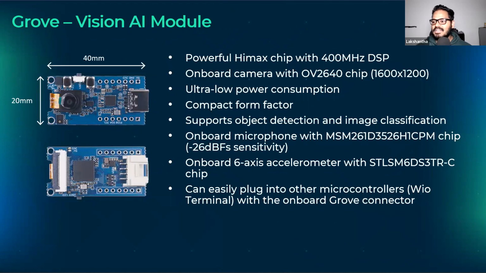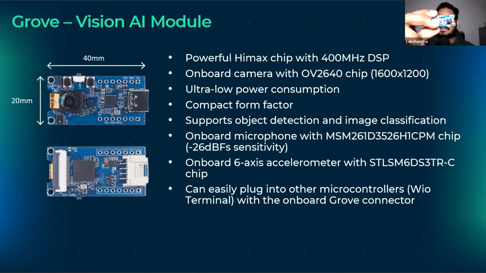I will briefly introduce the Grove Vision AI module that we are going to talk about in this workshop today. As you can see, this module is very small. It's 40 millimeter by 20 millimeter. If I show you, this is the particular module. It's very small, as you can see.